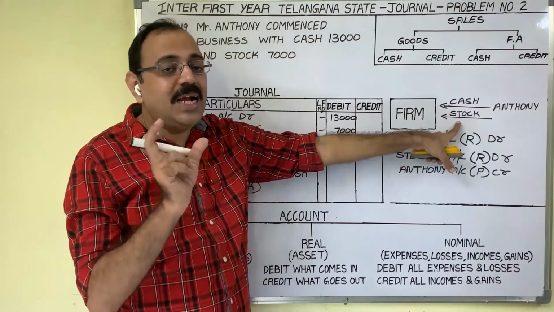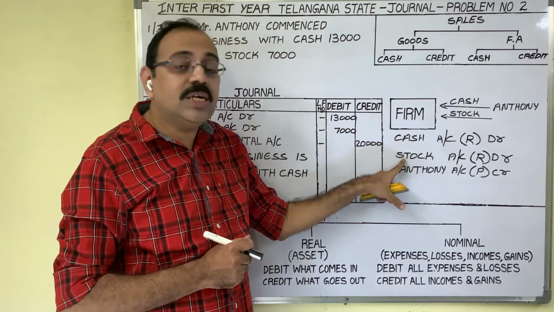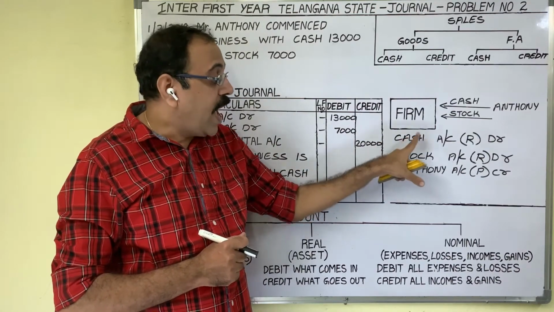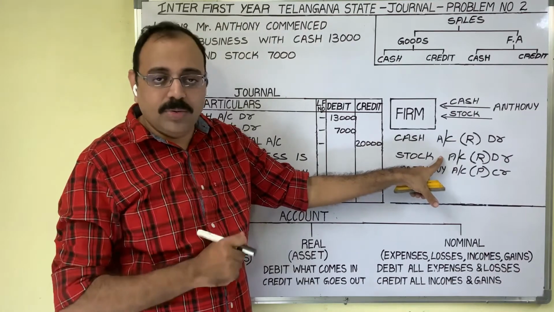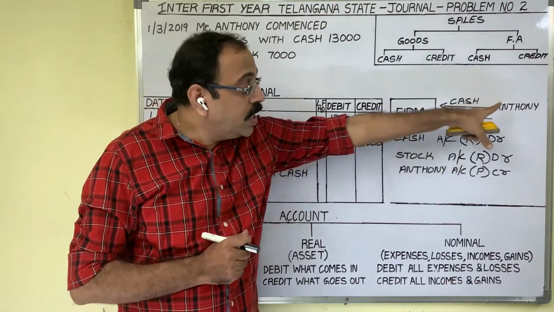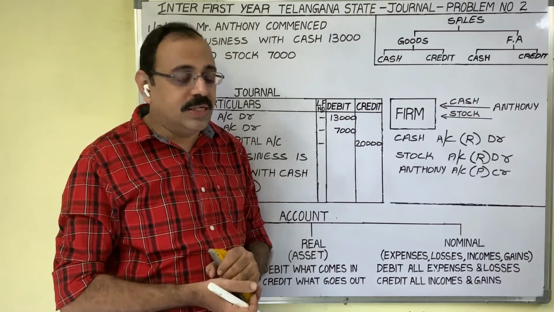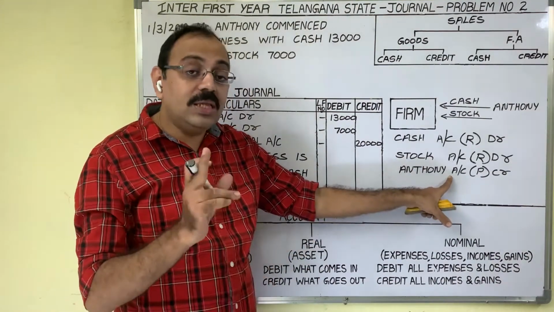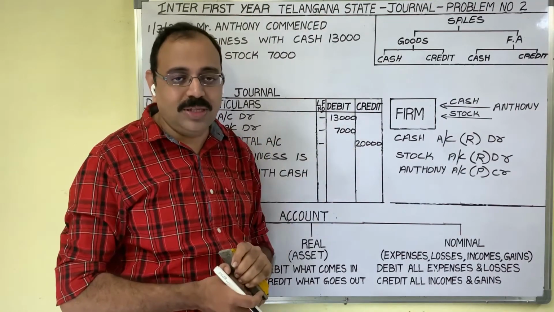First step is identification of accounts. Cash is coming, stock is coming. Therefore, cash account and stock account. These two are the accounts. Next account is the owner's name account. As Anthony is bringing these two assets, Anthony account is the third account. In this transaction, we have 3 accounts.